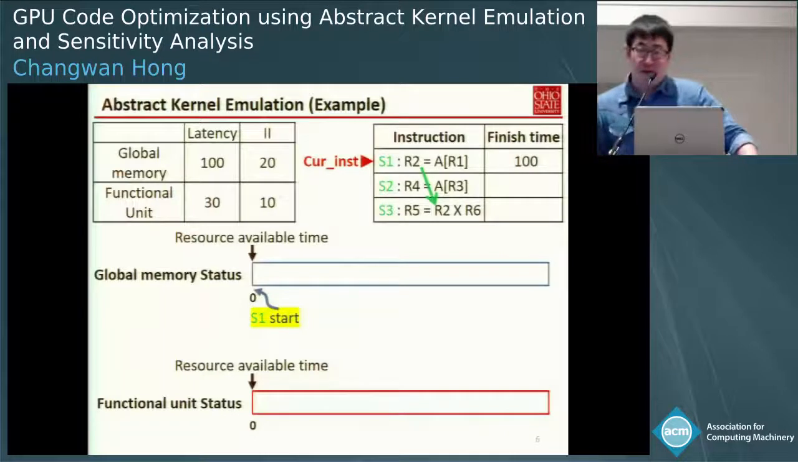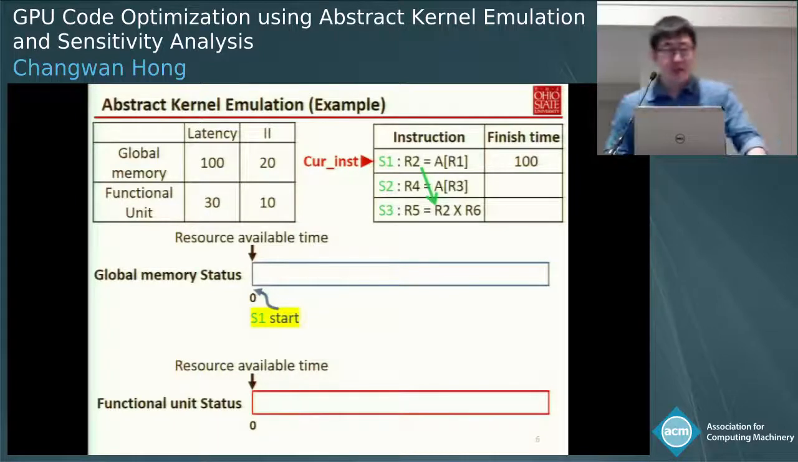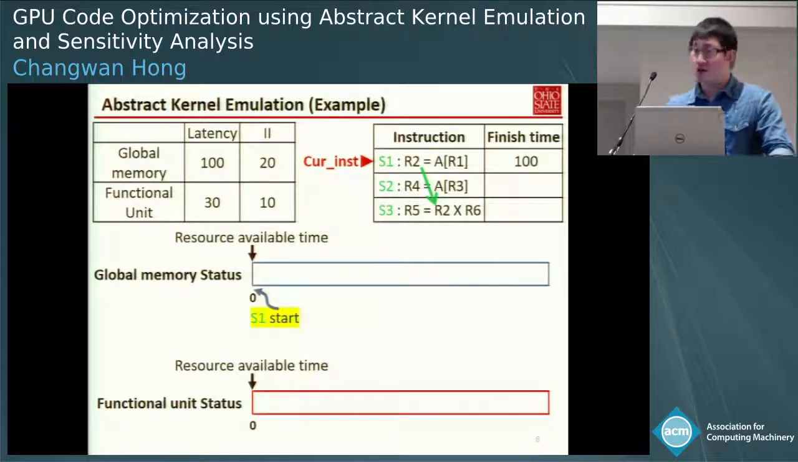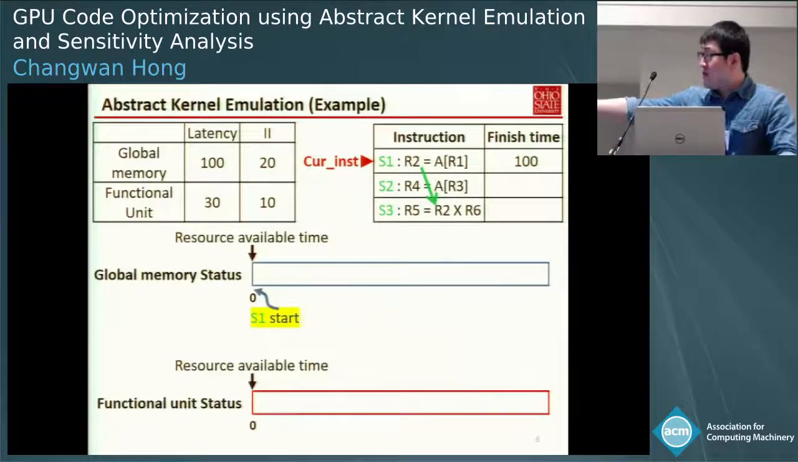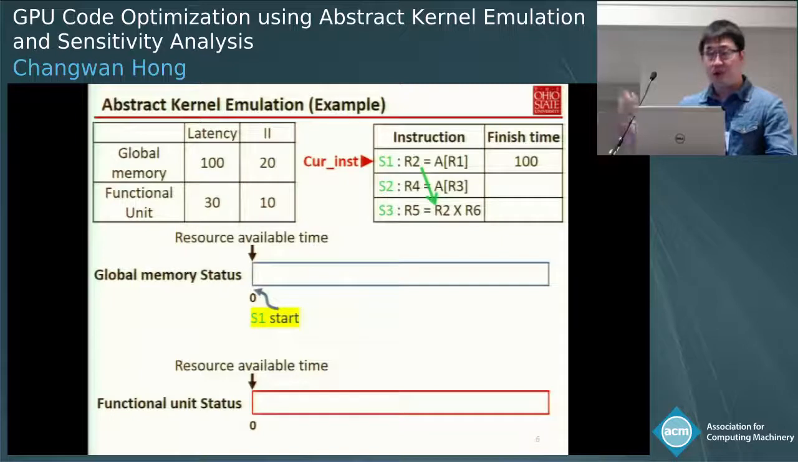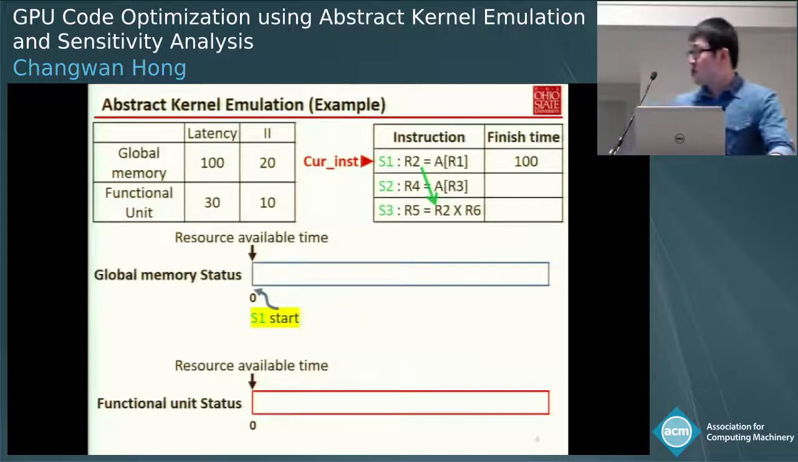So here is an example of abstract kernel emulation. As you can see, there are 3 instructions: S1 and S2 are memory instructions, whereas S3 is a functional unit instruction. There is a dependency between S1 and S3, and the number of warps is constrained to 1 for simplicity, but in the actual abstract kernel emulation, multiple warps can be launched concurrently by employing a warp scheduler. Also, global memory latency is assumed to be 100, II is 20, and functional unit latency is 30, and functional unit II is 10.